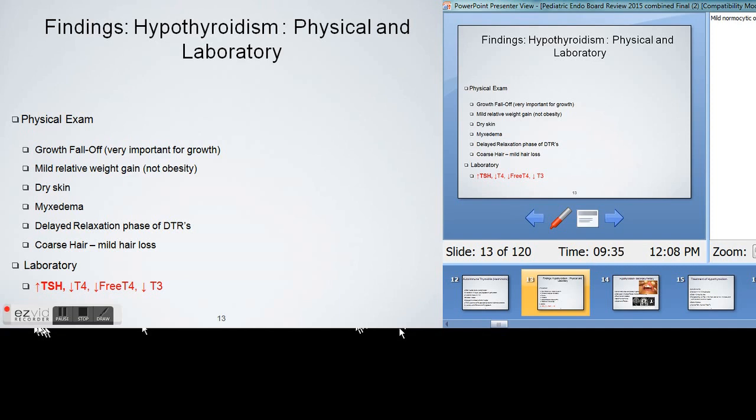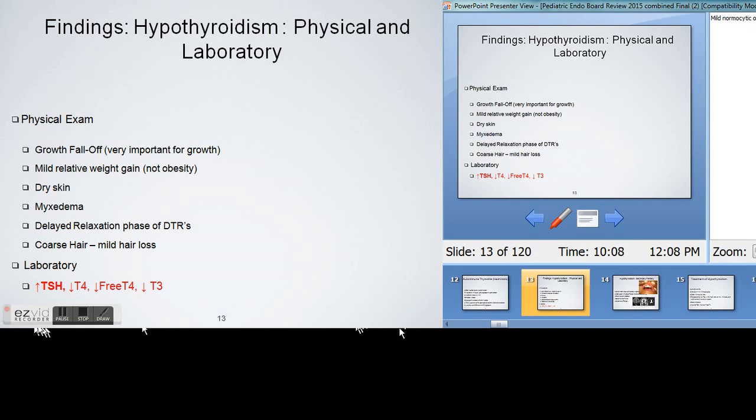Finding on physical exam, you have growth fall off, very important. So the kid will be growing nicely, and then you have them falling off the growth curve. Just for the height, usually the weight is maintained completely. In fact, they may start looking a little overweight because they're not growing so quickly, and the weight is continuing to be stable, so they tend to have some relative weight gain, not obese. So somebody who is markedly obese is most likely not because of hypothyroidism.